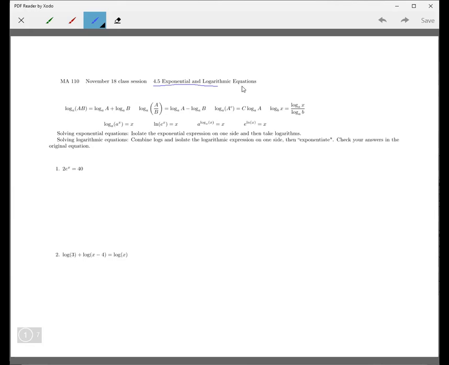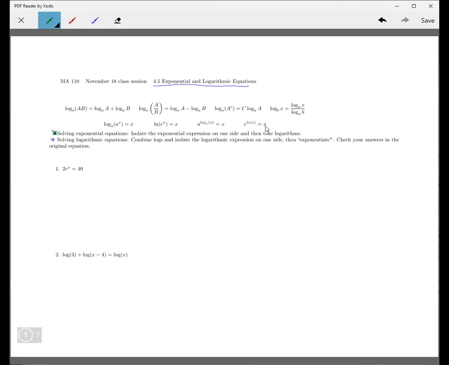On logarithmic equations. Basically, there are two things we're going to be doing. One is solving exponential equations. Here's an example, number one. And solving logarithmic equations. Here's an example. So let's focus on this one first, solving exponential equations.